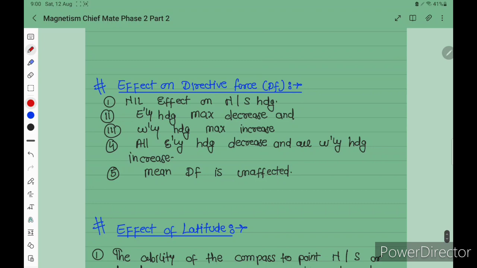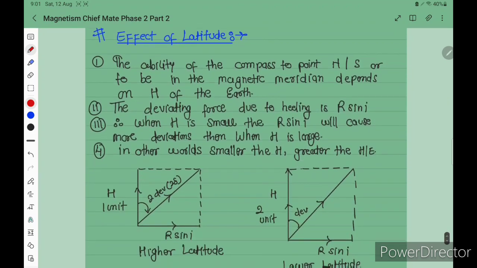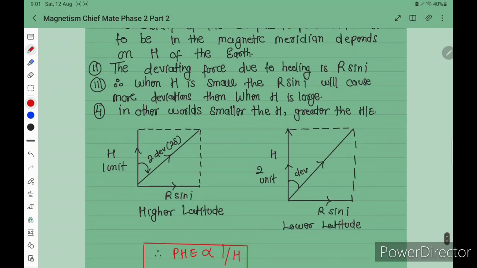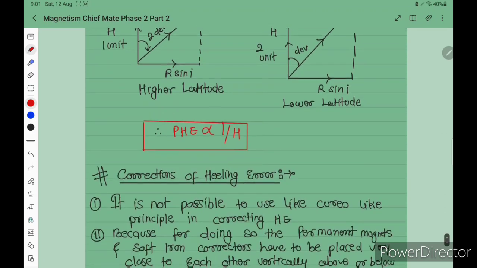Effect of directive force: nil effect on north-south headings, easterly heading maximum decrease and westerly heading maximum increase. All easterly headings decrease and all westerly headings increase. Mean directive force is unaffected. Effect of latitude. The ability of the compass to point north and south in the magnetic meridian depends on the horizontal component of the earth's field. The deviating force due to heeling is R sin I, where I is heeling. When H is small, R sin I will cause more deviation than when H is large. In other words, the smaller the H, the greater the heeling error. So permanent heeling error is inversely proportional to 1 upon H.